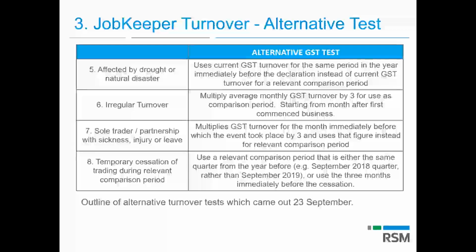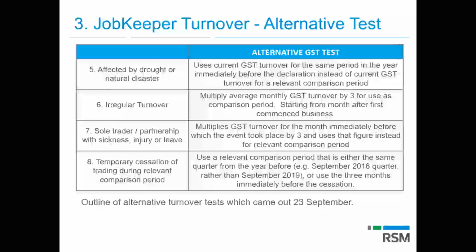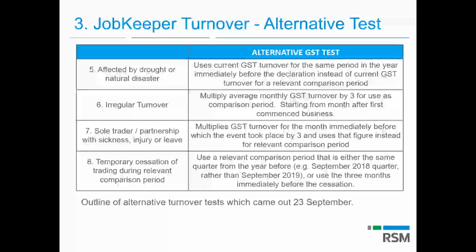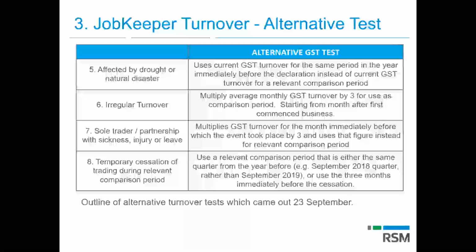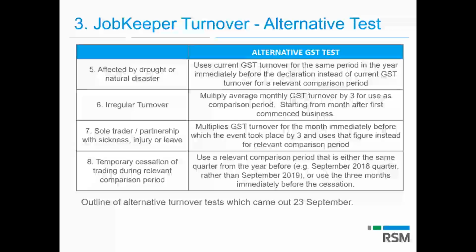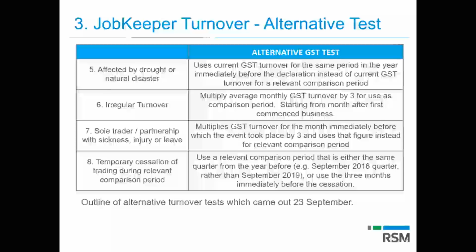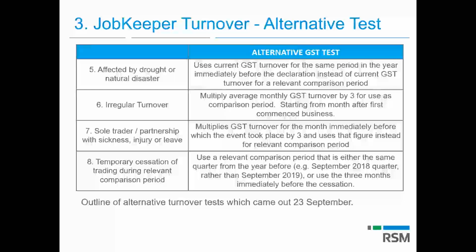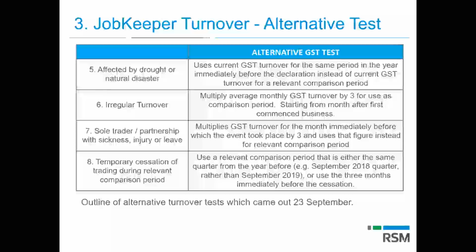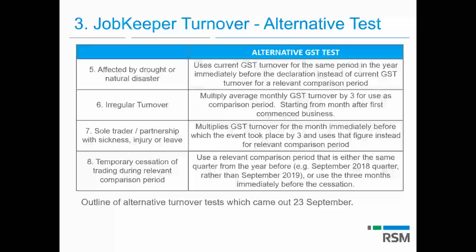And where an entity meets the requirements to access this test, the comparison period is one of either the same period in the year immediately before the entity ceased trading. So for example, if the relevant comparison period is the September 2019 quarter, the new comparison period is the September 2018 quarter, or the 3 months immediately prior to the month in which the business ceased trading. So for example, if an entity ceased trading on the 15th of August 2019, the period for which the comparable turnover is calculated will be 1 May until the 31st of July. And an entity can choose which of the 2 tests it wishes to apply.